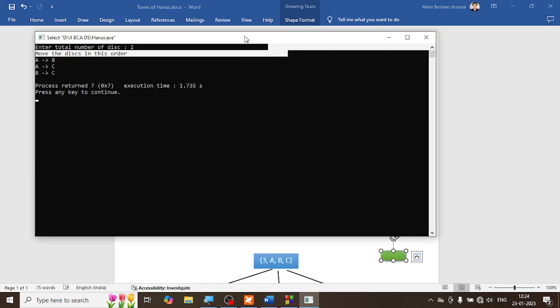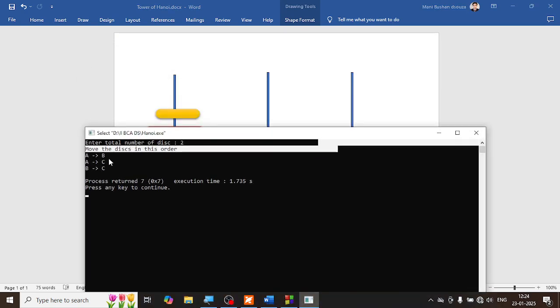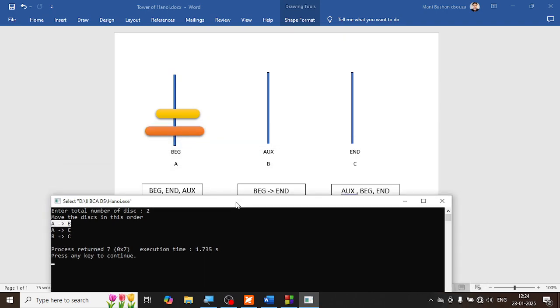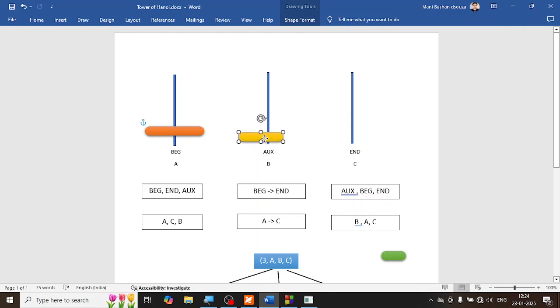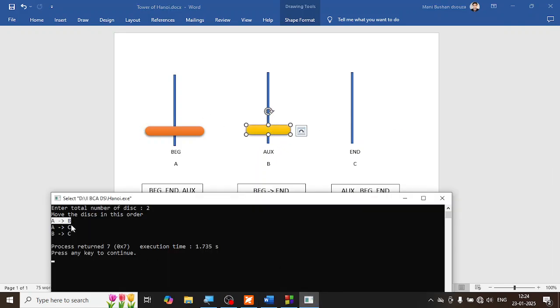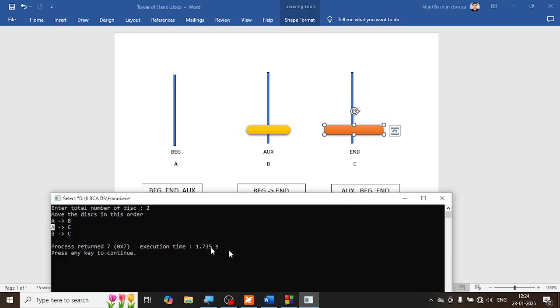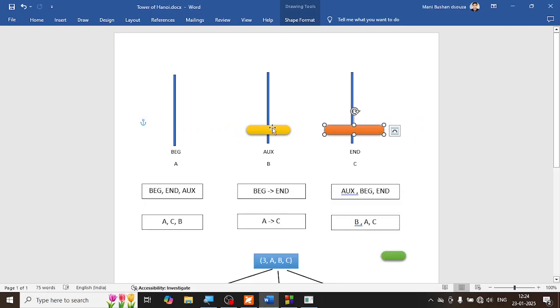First, what is that thing they are saying? First move A to B. So take this one A, take A to B. Take the top one. Remember, always you have to take the top one, A to B. Then A to C. Done. Okay. Then what is the next thing there? B to C. Have you done that? Yes. So your solution is done.